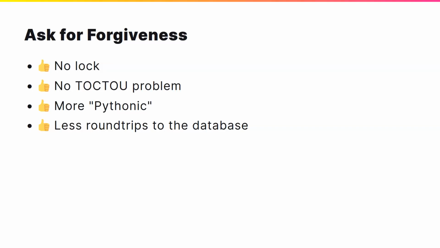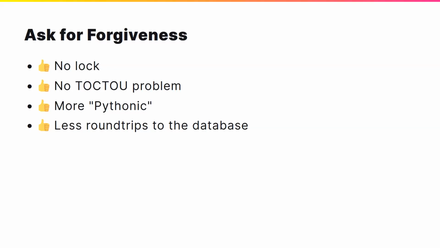So by asking for forgiveness, we managed to solve our concurrency issue first without using a lock. So it's faster. We resolved our TOCTOU problem because we no longer check and then use. So there's no TOCTOU problem at all. And it's more Pythonic, right? Because asking for forgiveness is more Pythonic.